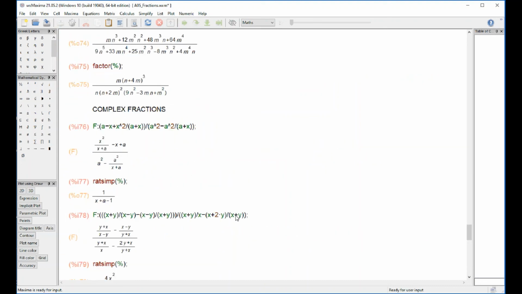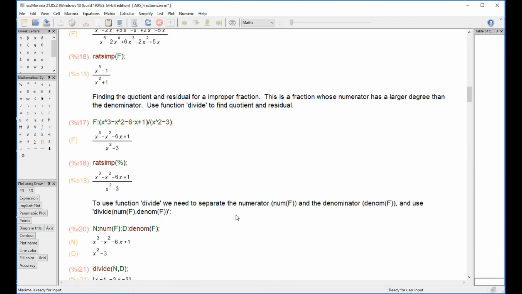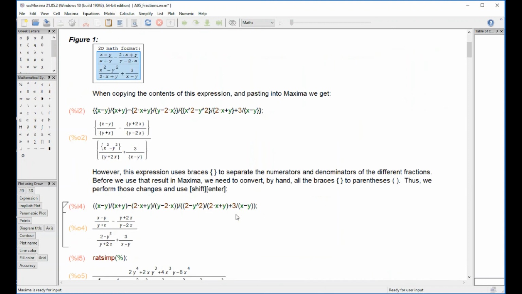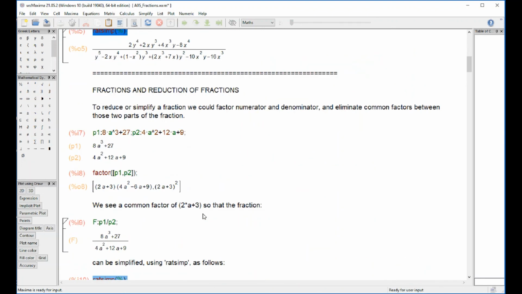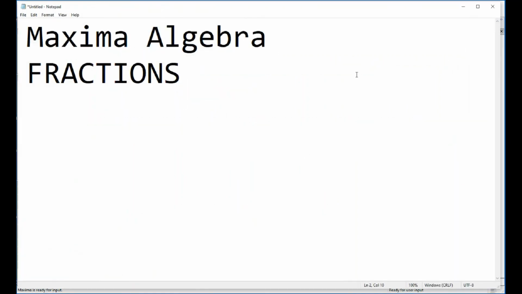So in this worksheet that you should have access to, we explore fractions. We did a lot of operations with fractions, and we found that the rat simp and the factor, again, are important functions to use with Maxima. And with that, we are going to end our presentation on algebraic fractions.